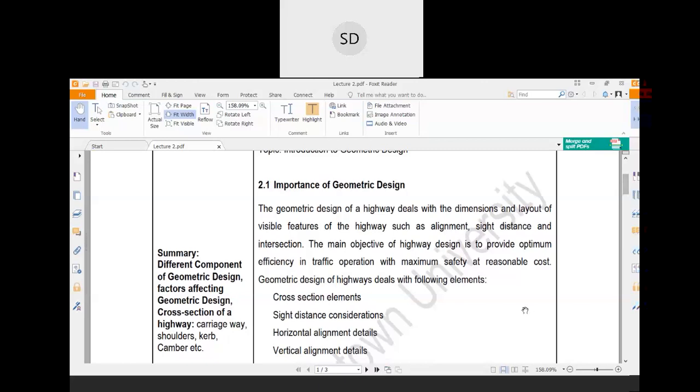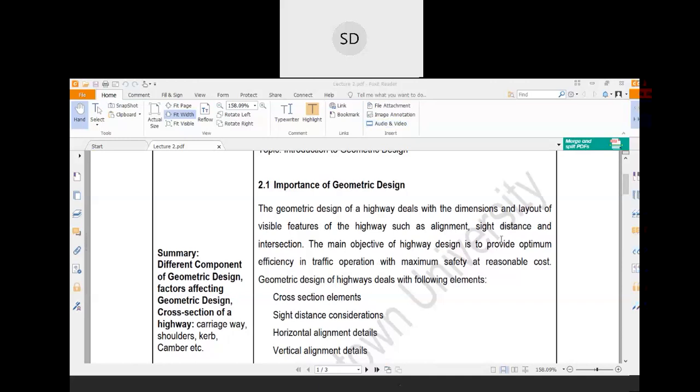So the main objective of the geometric design is to provide optimum efficiency in traffic operation with maximum safety at reasonable cost. Okay, maximum safety at a reasonable cost.